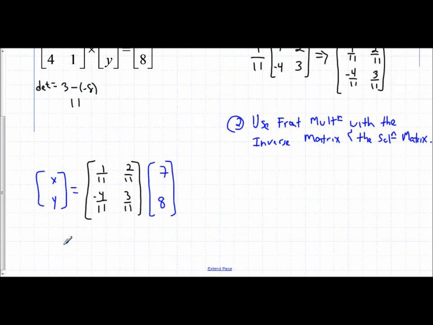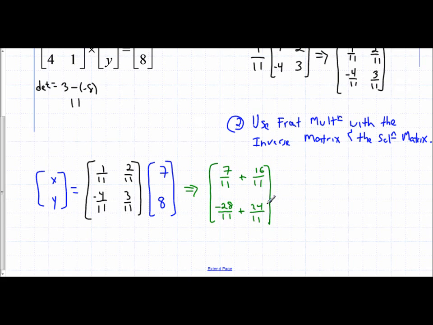And so now let's perform that multiplication for this. So let's use green for this. So remember, rows by columns. And so 1/11 times 7 is 7/11. 2/11 times 8, 2 times 8 is 16. So you get 16/11. -4 times 7 is -28. So you get -28/11. And 3 times 8 is 24. So plus 24/11.